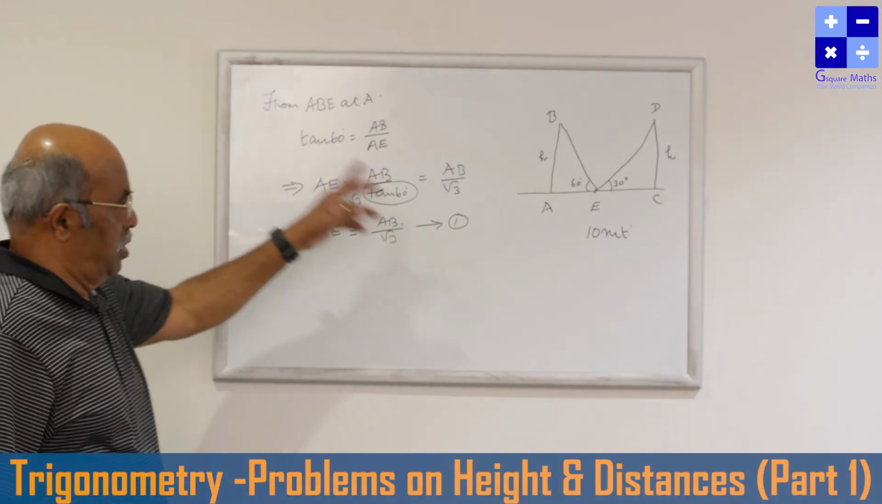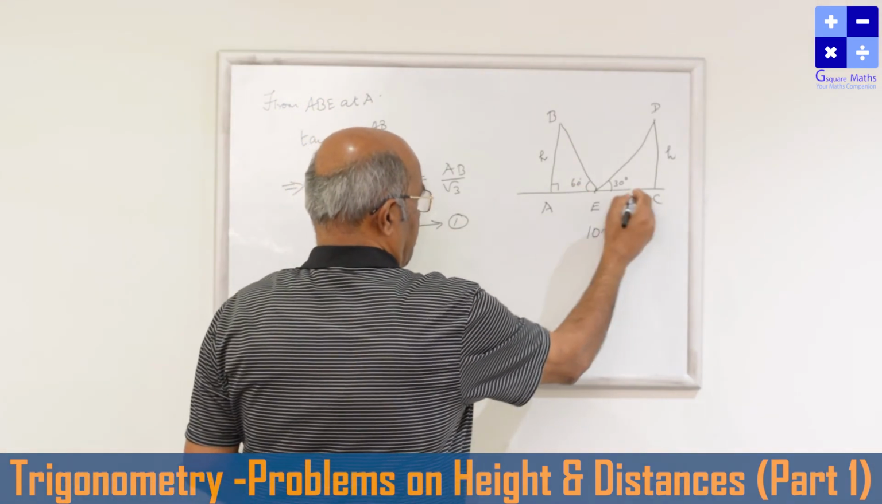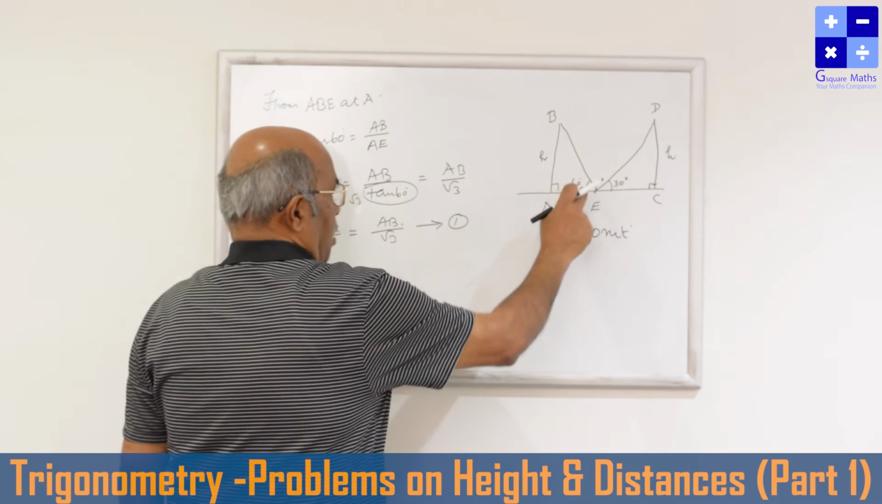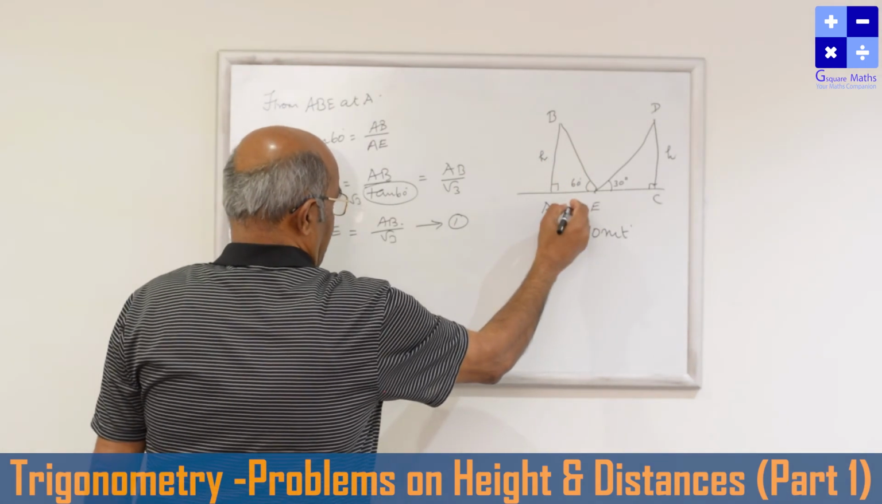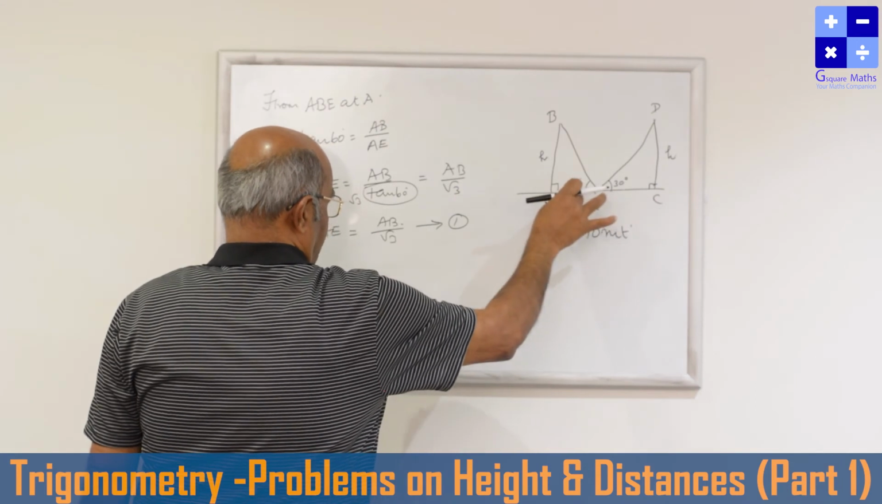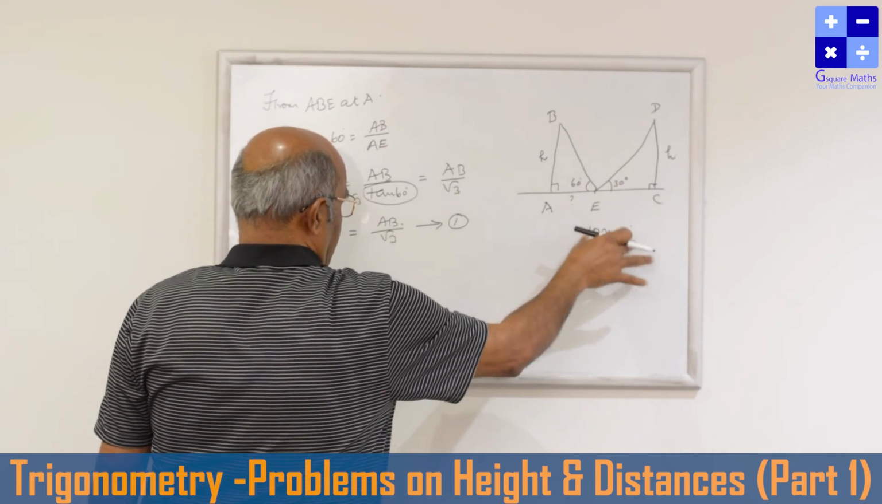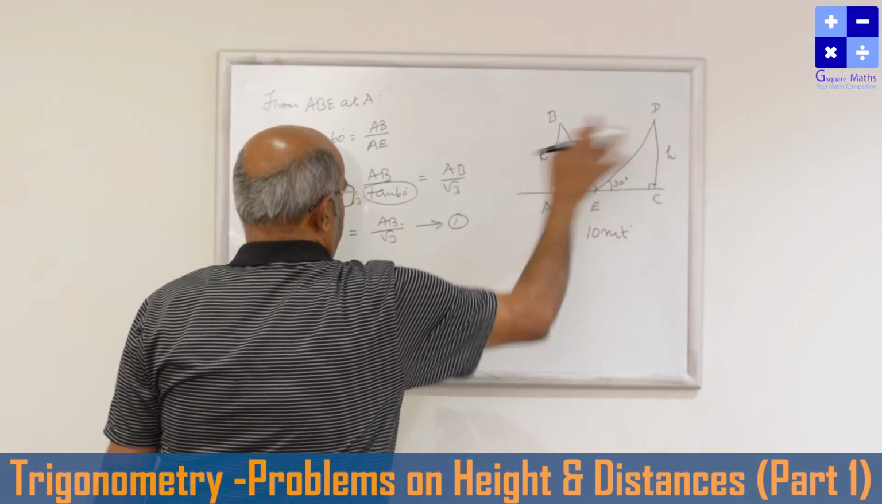Let me repeat once again. First, I am considering the right angle triangle ABE. This distance I have to find out, and the total distance is given. So if I find this one and this one, you can just add them and you will get 10 meters. From that you can find out the h. That's the idea.